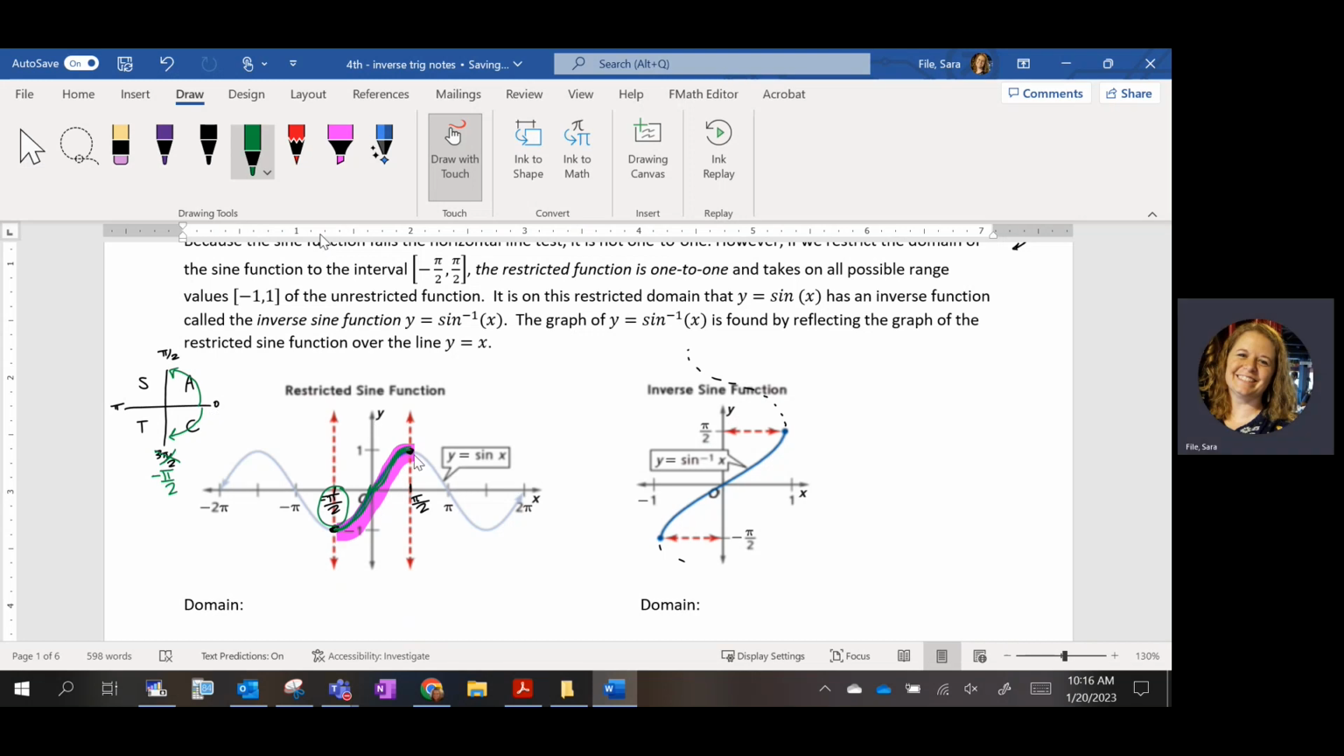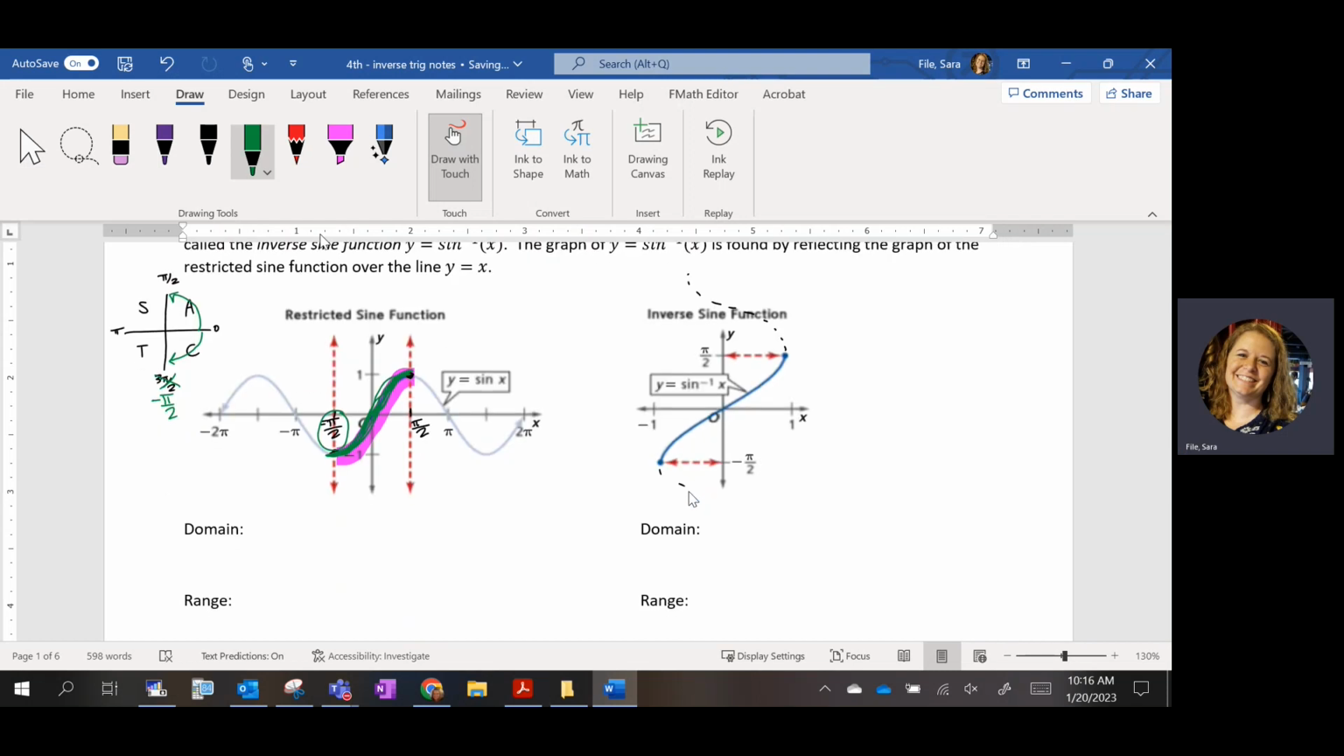So graphically, this is the restricted portion of the sine curve that we use to get the inverse sine. When I flip the x's and y's, this is what it looks like. You can see I drew some dotted lines showing the wave would continue. It's just the wave vertically, okay? But we're only looking at this restricted portion.